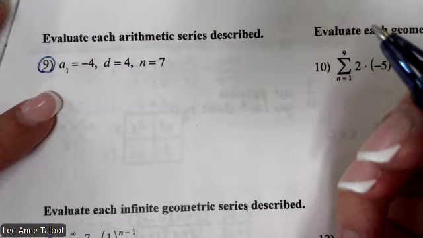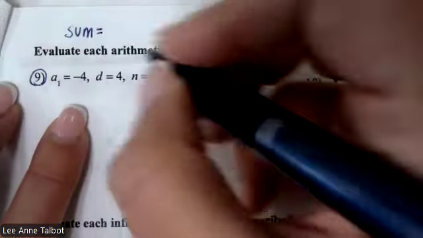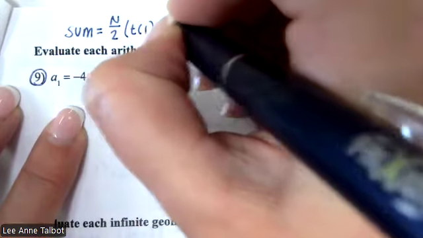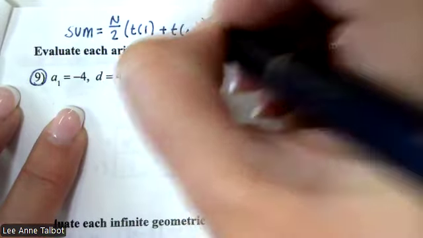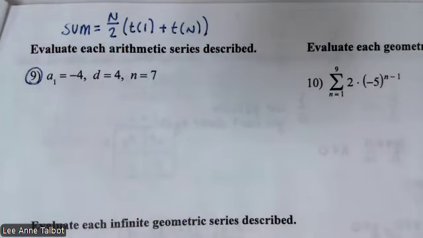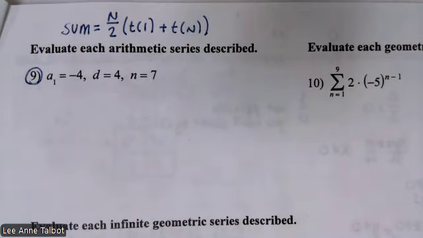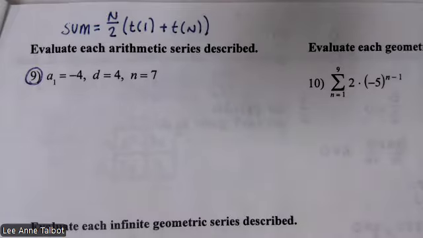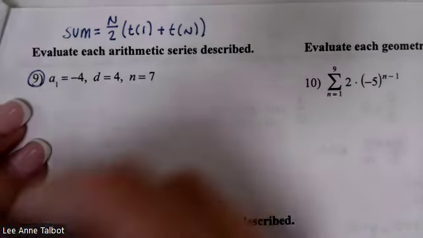So first thing I want to mention is evaluate means find the sum. And arithmetic is n over 2 times first term plus last term. To be honest with you, when there's only 7 terms, I could probably just list it out and add it up, but I'm going to do it the fancy way because a lot of times there's not just 7 terms.